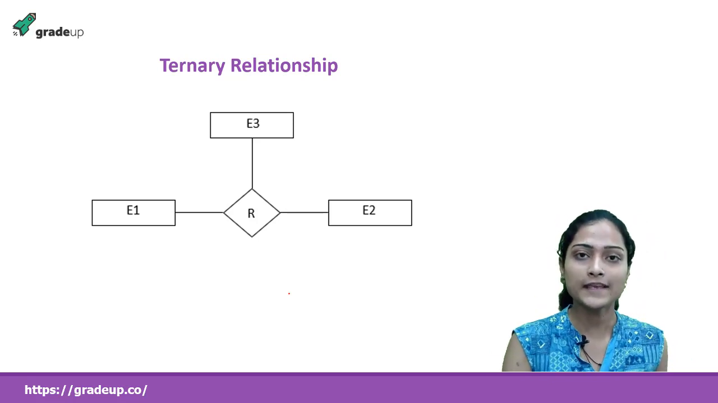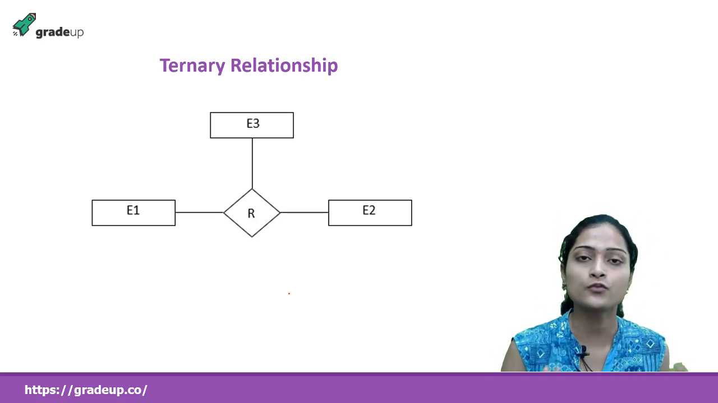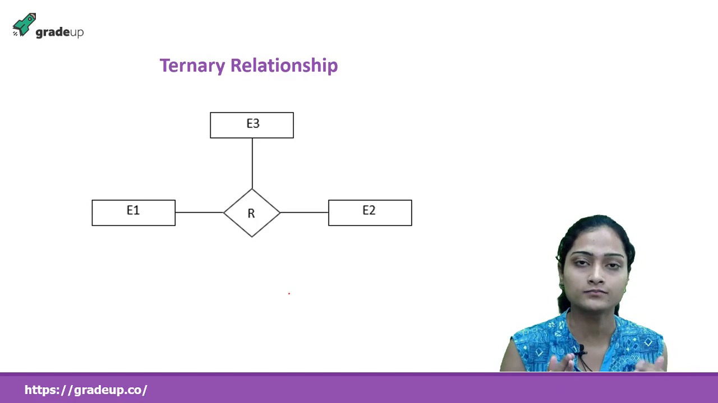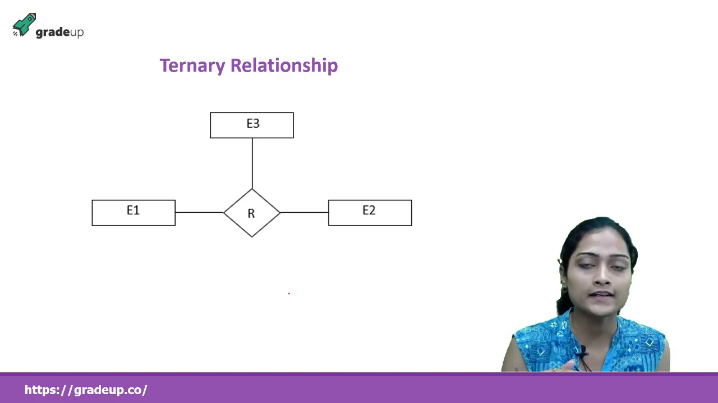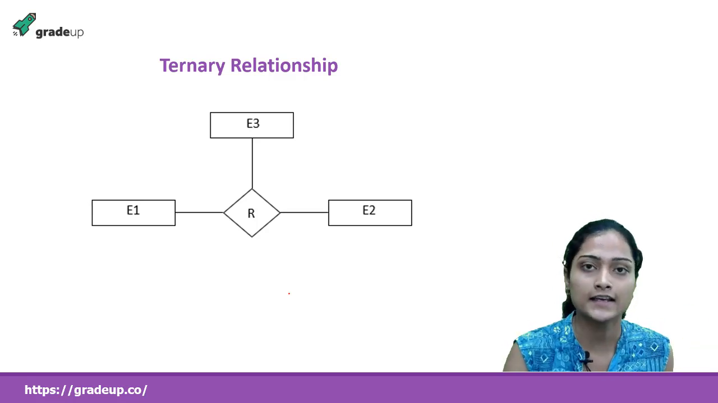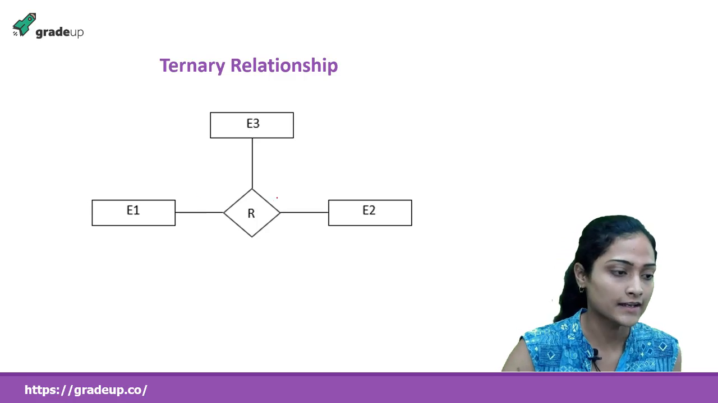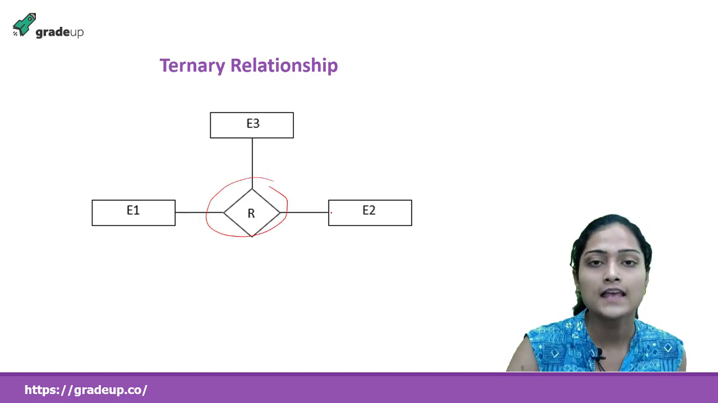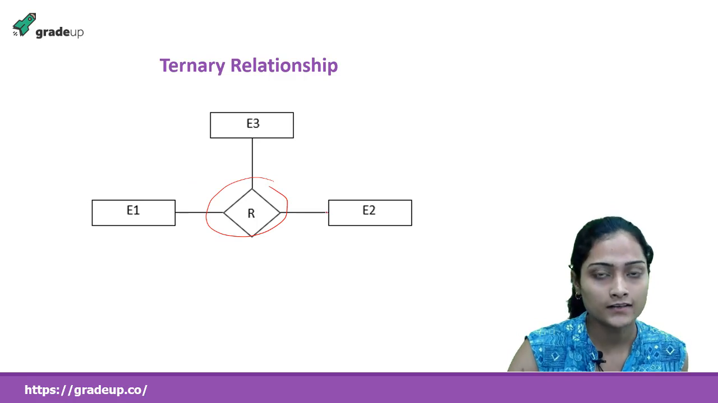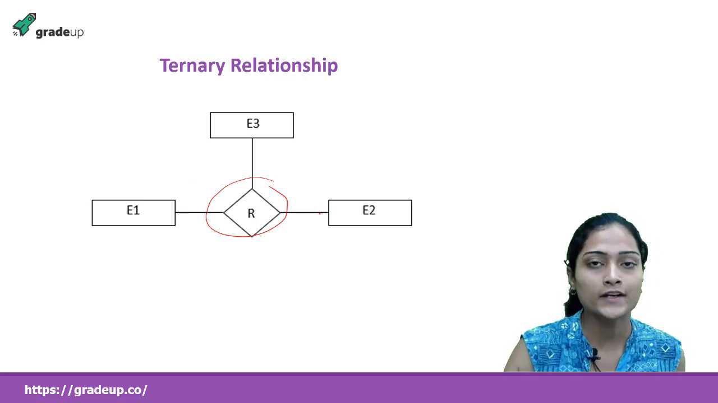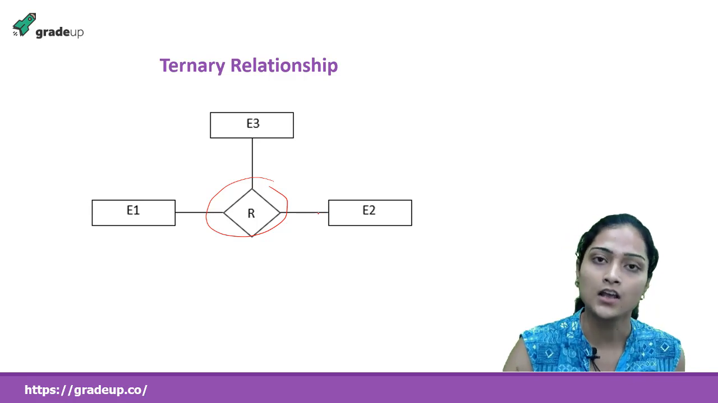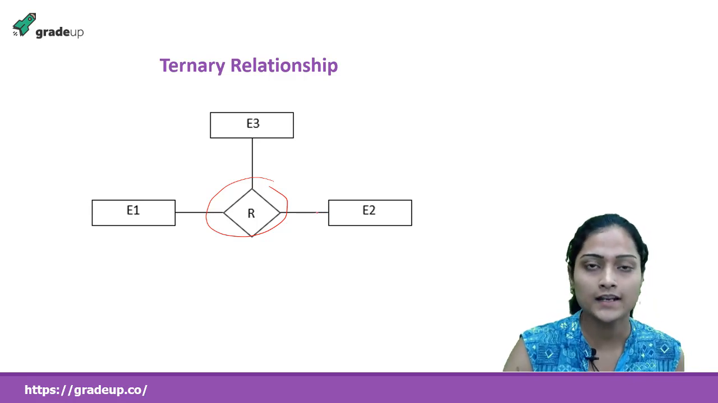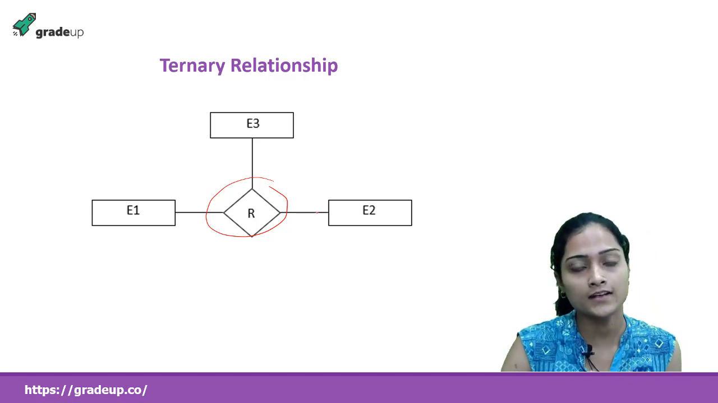So there may be some cases where you want to relate particular entities with more than one entity, that is, 3, 4 or 5 entity sets related to each other. Yes, this is also allowed. See here, this particular relationship set R is related to 3 entity sets. Then it is known as a ternary relationship set. If it is going to relate with 4 entity sets, then quadruple relationship set. And in this manner you can have an n-ary relationship set.